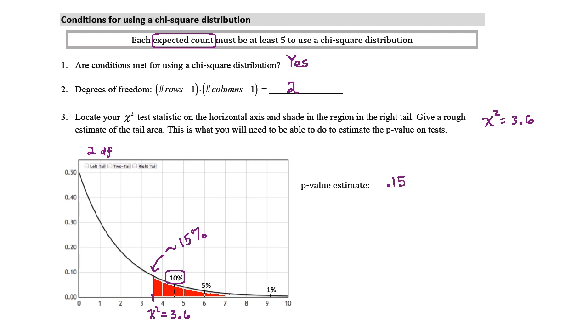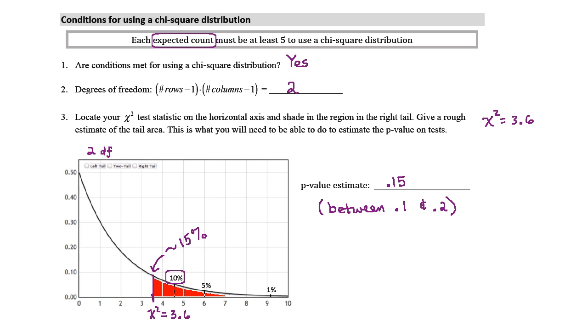Your estimate might be a bit different from mine, but I would say that anything between 0.1 and 0.2 is certainly considered reasonable as an estimate for this kind of problem.